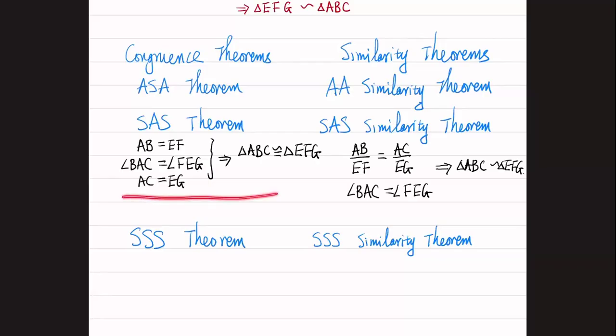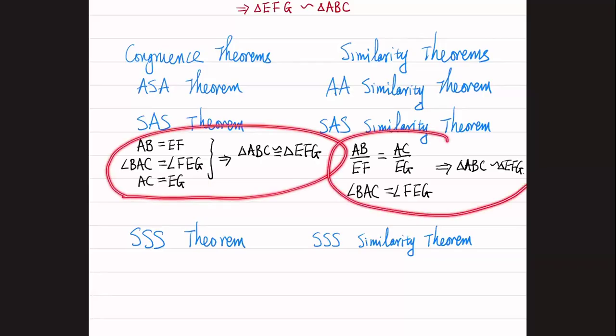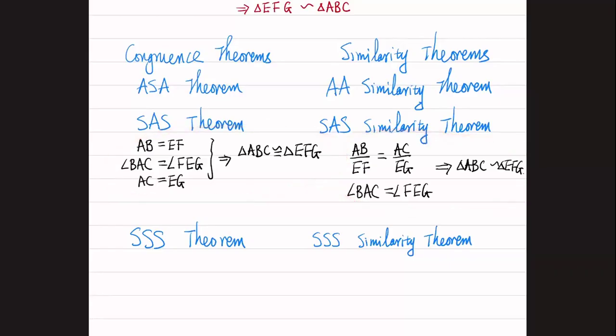You can see the similarity and the difference between the two theorems. One is for congruence of two triangles: the sides must be the same. One is for the similarity theorem: they don't have to be the same, but the ratio must be the same.